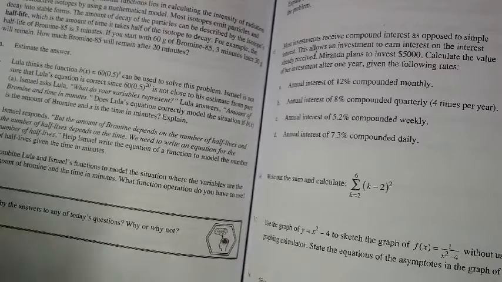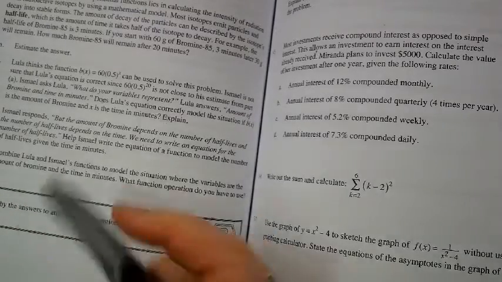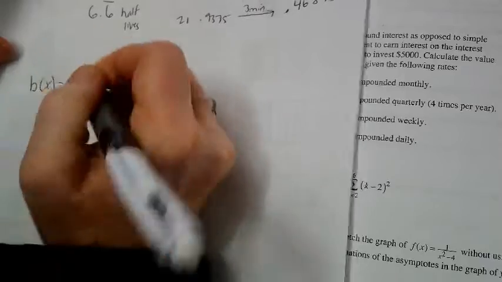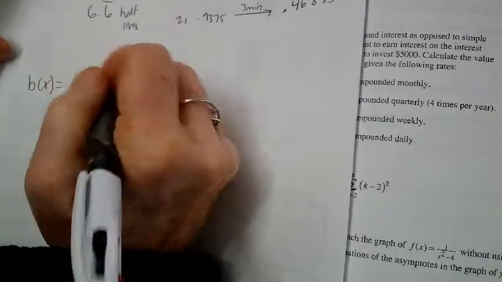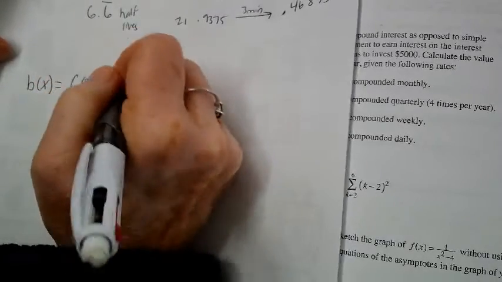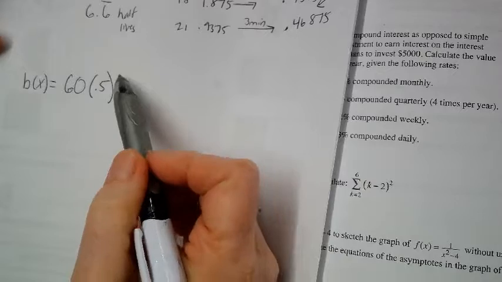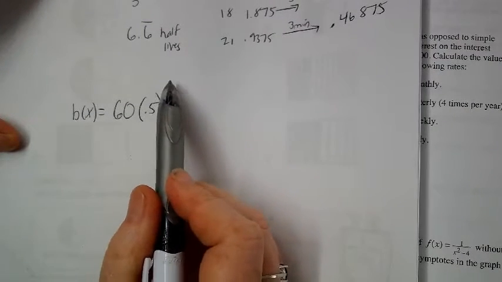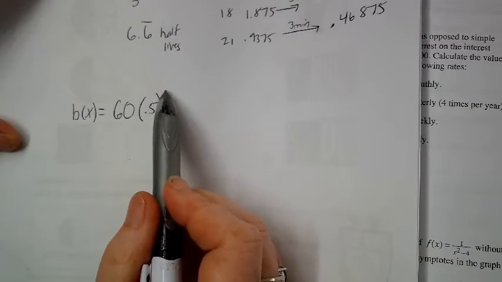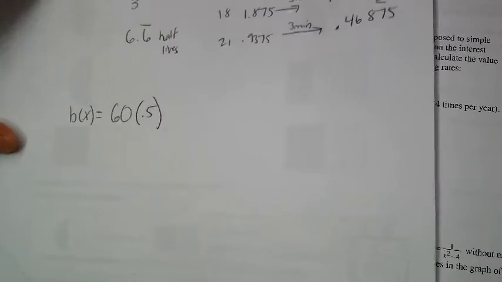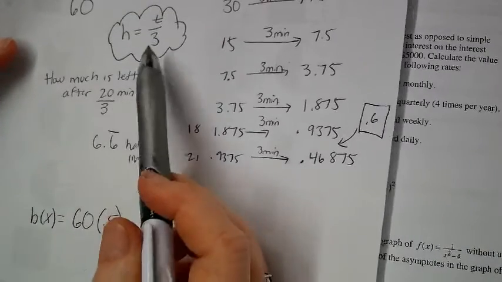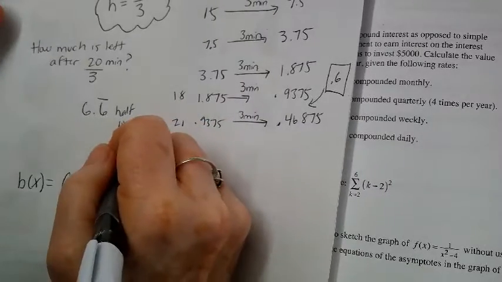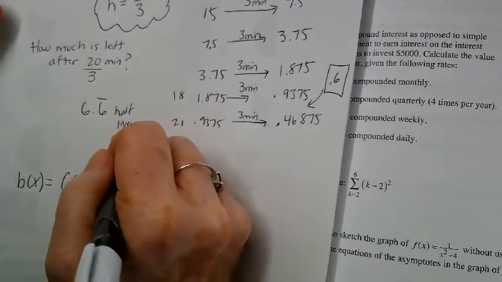Well, hers was b of x equals 60 times 0.5 to the x. But we found out for the x, you need half-lives. So that's why we wrote this equation. So we're going to put in t over 3. Or, well, it's going to be x over 3. Actually, let's write it like this.